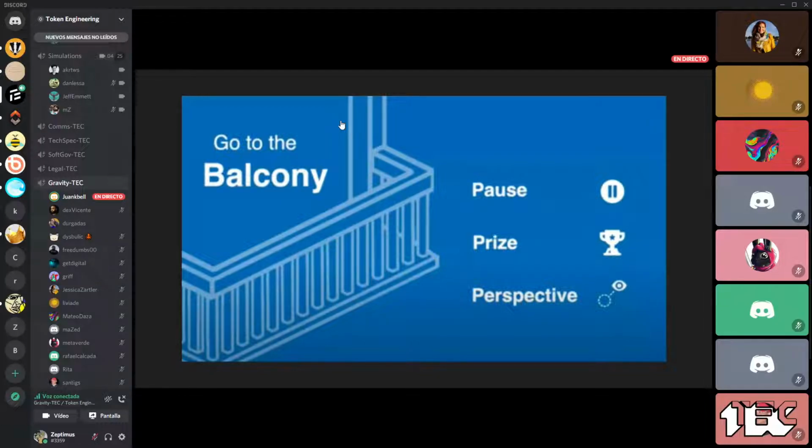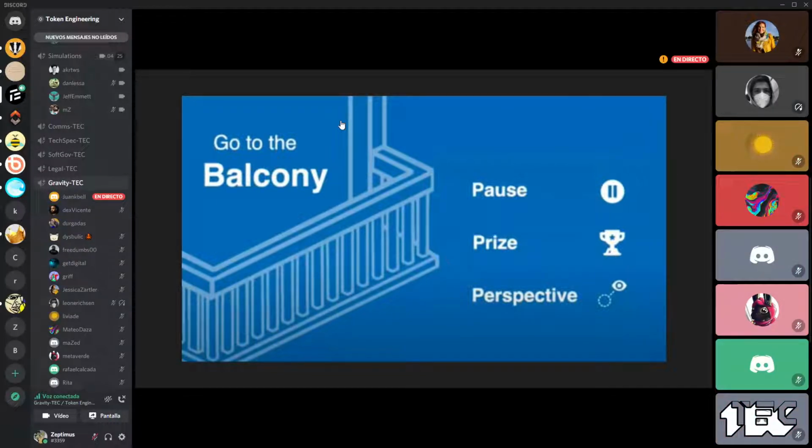And also, when you go to the balcony, you can remember what is the prize that you wanted. What is the thing that you are fighting for? And maybe you can calm down with a pause and then understand that if you want to have your prize, maybe you can cede some of the things that the other party wants. And also going to the balcony gives us a different perspective.